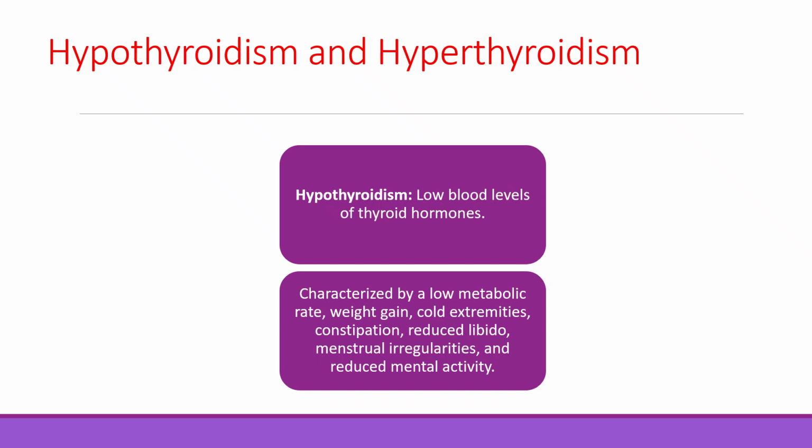All right, let's talk about some other disorders associated with the thyroid. Hypothyroidism is low blood levels of thyroid hormones. This is characterized by a low metabolic rate, weight gain, cold extremities, constipation, reduced libido, menstrual irregularities, and reduced mental activity.